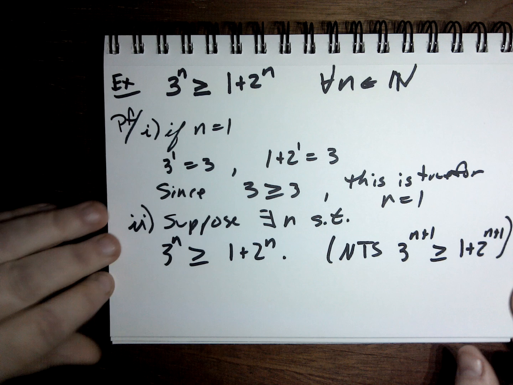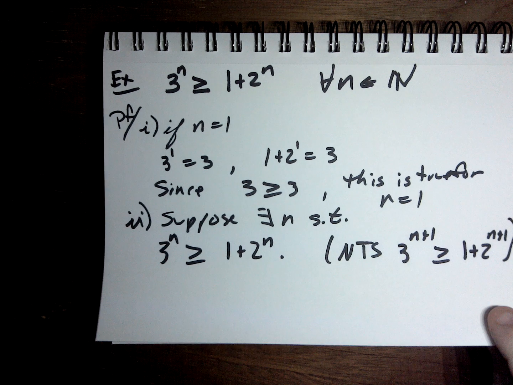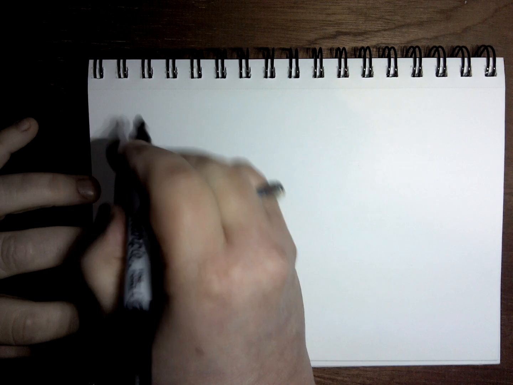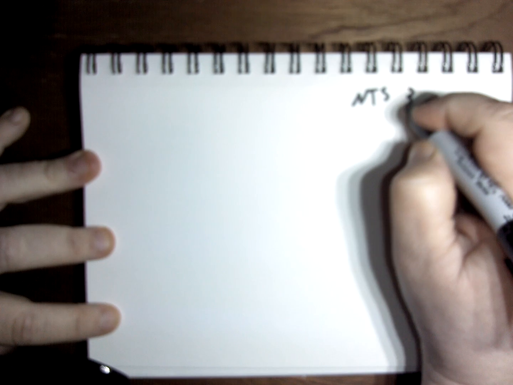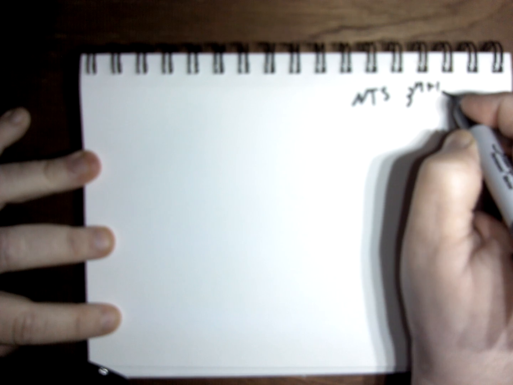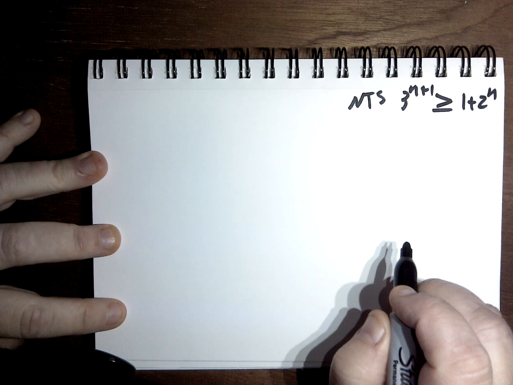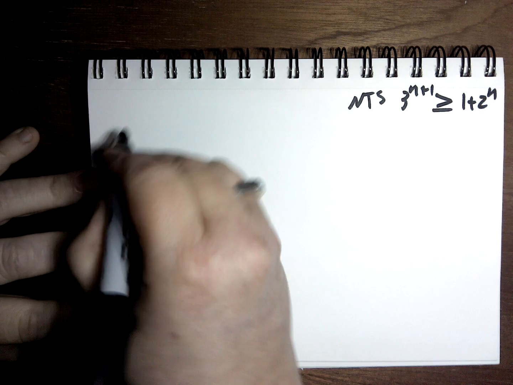Now this is going to be a good example of keeping in mind where you're headed. So I'm going to pull some tricks that you're not going to like, but it's because I know where we're going. So, remind myself, I need to show 3 to the n plus 1 is greater than or equal to 1 plus 2 to the n plus 1. That's greater than or equal to, right? Don't do the wrong thing. Okay, so let's start on the left.